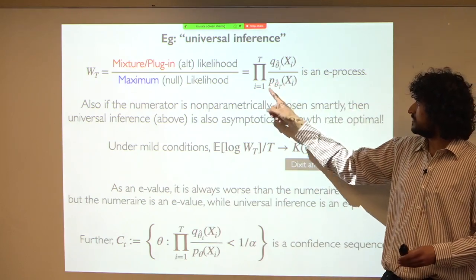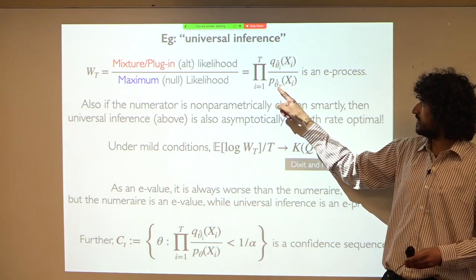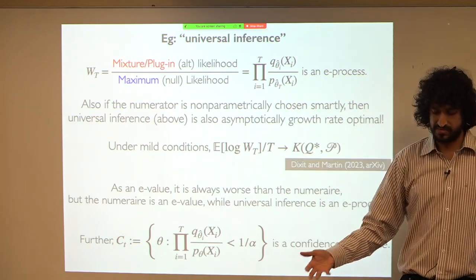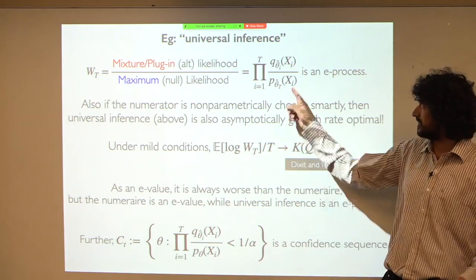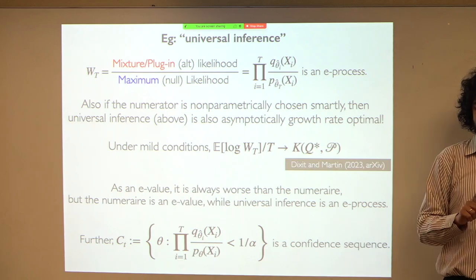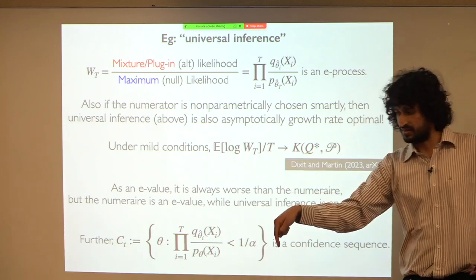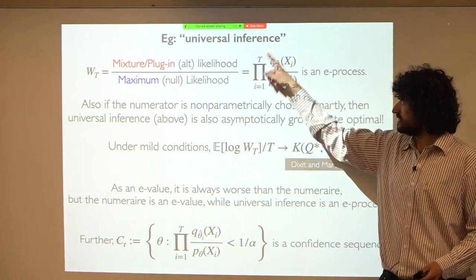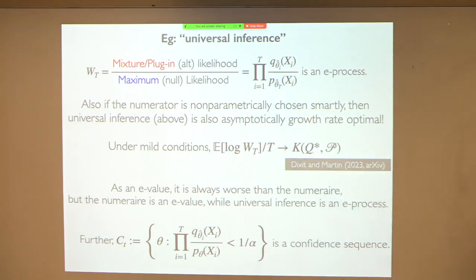Okay, so the parameter in the denominator is double dipping. It's looking at all the data to calculate the maximum likelihood, and looking at all the data to evaluate that likelihood. And in the numerator, it's not double dipping. It's using i minus 1 samples to calculate the estimator and looking at its performance on the ith sample. And so the reason this combination is very interesting is that this is an E process.